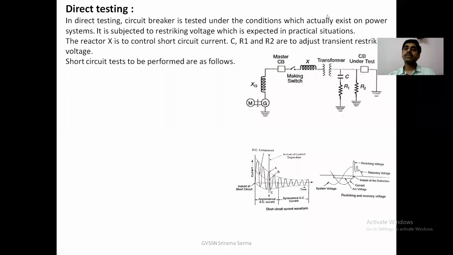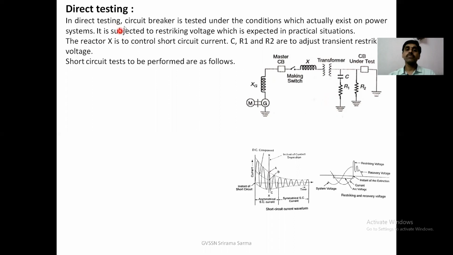So, in the last session, we discussed the various equipment required for direct testing, like a short circuit generator and the master circuit breaker, making switch, short circuit transformer, and resistors, reactors, capacitors, measuring equipment. Now we'll continue our discussion with direct and indirect testing.